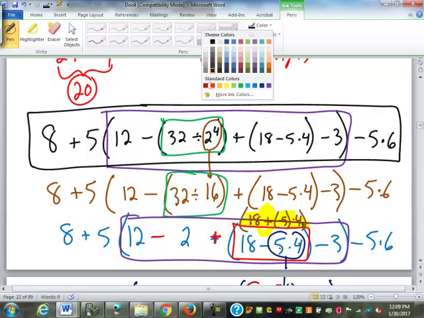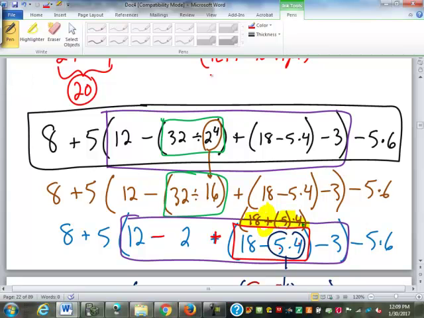Now, the single most common mistake I see on a problem like this, and I guarantee you I'll catch at least one of you on the test doing this, is they'll look at this and say, oh, we got 8 plus 5 up front. I'm just going to make that 13. That cannot be done. Because if you look at the 5 here, the 5 has 2 operations, one in front of it, one after it. It has the addition in front of it.